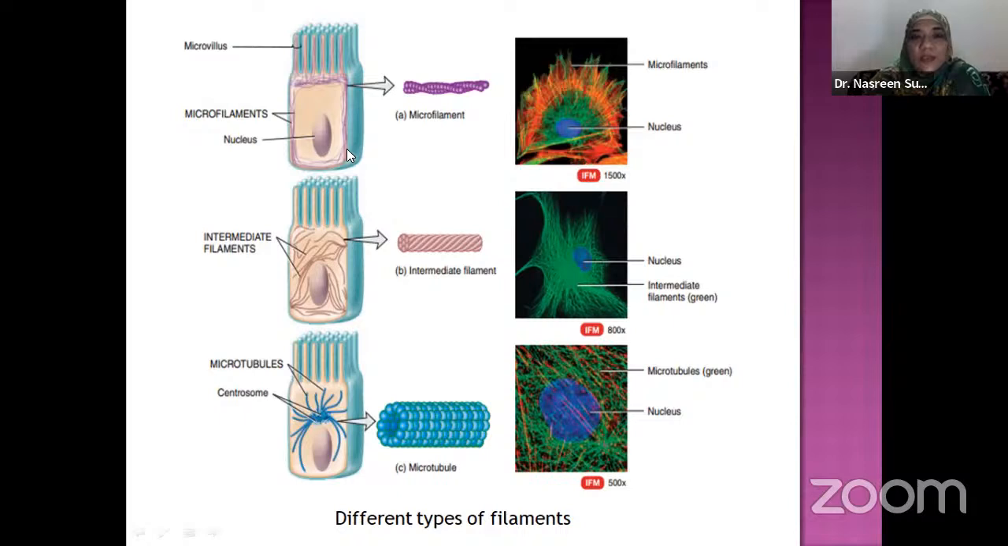See here, this is a microfilament. These are present on the edges, and they are mostly made up of actin and myosin. Intermediate filaments are present in the areas where there is continuous mechanical stress. And these are microtubules. You can see here, they are going to help in cell division. Okay, am I clear?